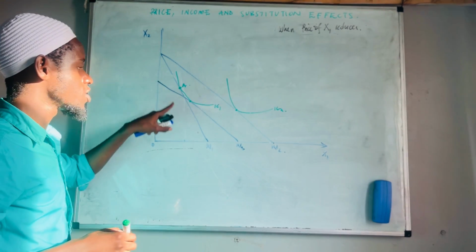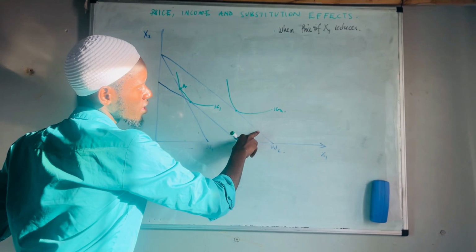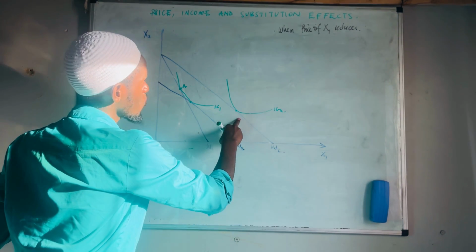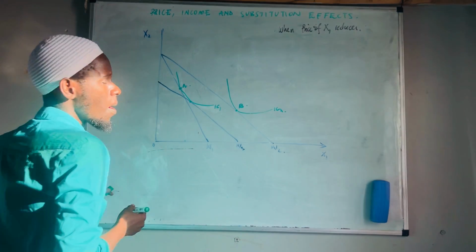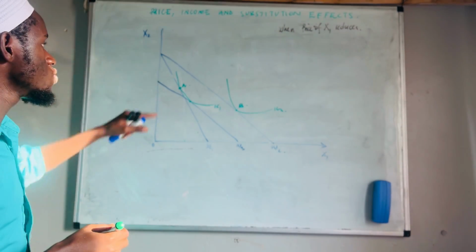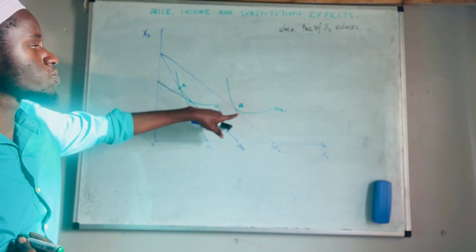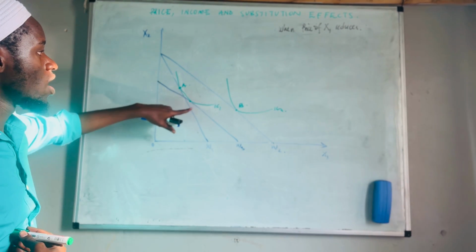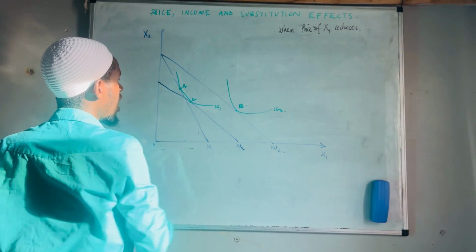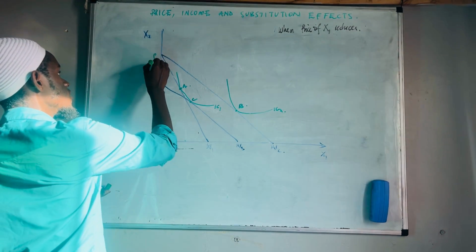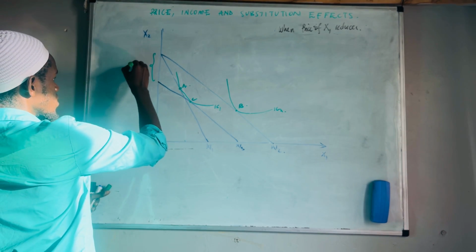As a result of the price change, we went out to this new budget line, W2, and then we came to our new equilibrium, call it B. But now, since our money income has been reduced to this point here, we come back to this point here, point C. And then we get to know that this reduction in the money income is what we call the compensating variation, CV.